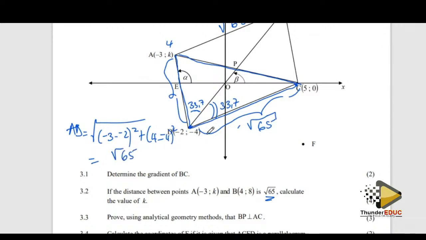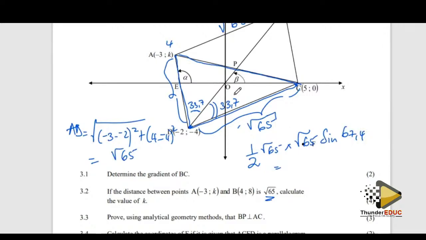Let's go with it and say the area now is going to be a half times this root 65 times that root 65, and then the sine of these angles combined. So 33.7 times 2 is giving me 67.4.